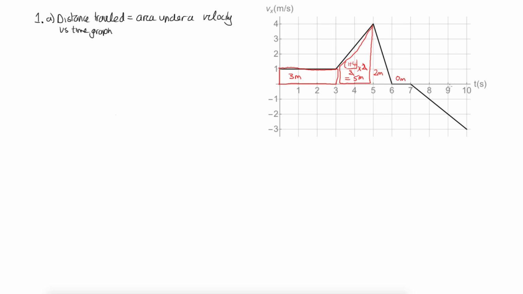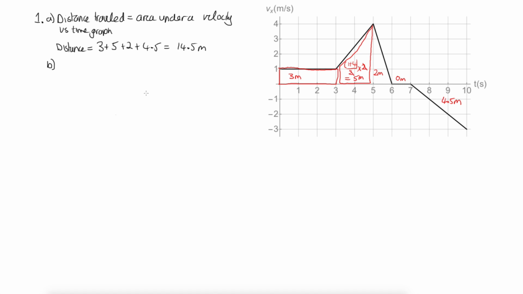And then we've got this triangle here between 7 and 10. So that's got a length of 3 and a height of 3. So half of 3 times 3 is 4.5 meters. So if we want to get the total distance, we just need to add all these up. So that's 3 plus 5 plus 2 plus 4.5. And when we add that, we get 14.5 meters.